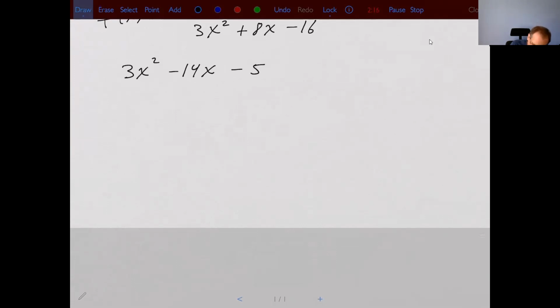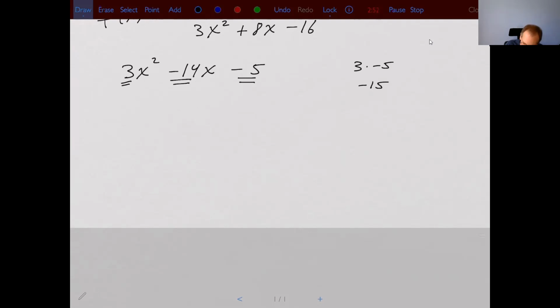So if the coefficient of the x squared term is not a 1, in this case, it's a 3, what I do is I start by multiplying that 3 by the constant. You could think of it as a and c, so I'm multiplying a and c together. And when I do that, I'm going to get a negative 15. Okay, then what I want to do is come up with two things that, when multiplied, give me a negative 15, and when added, give me this middle term, the b term, of a negative 14.